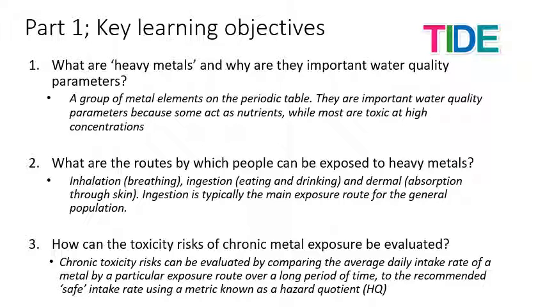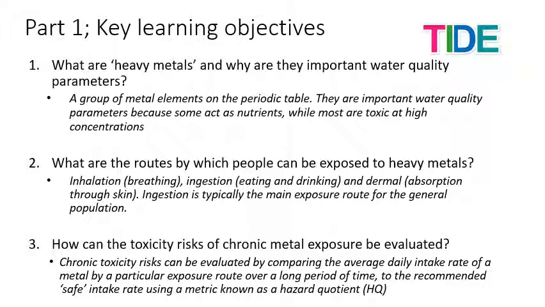And we should all now know that there are a group of metal elements on the periodic table which are particularly poorly defined, but they're important water quality parameters because some of these elements are key nutrients that life needs to thrive, whilst pretty much all of these elements will become toxic and have negative impacts on the health of organisms at high enough concentrations.